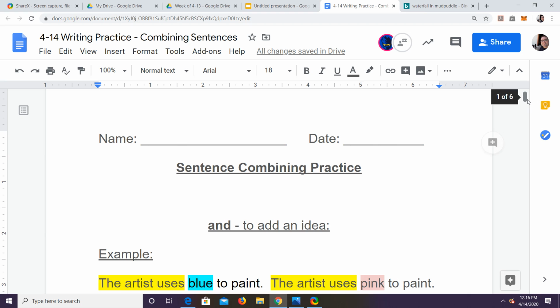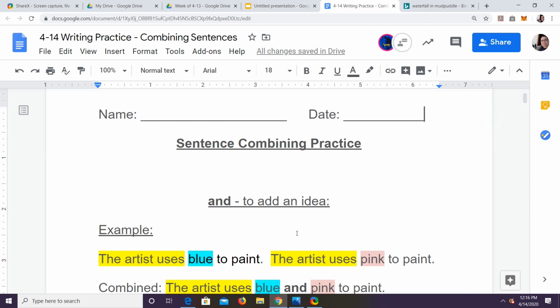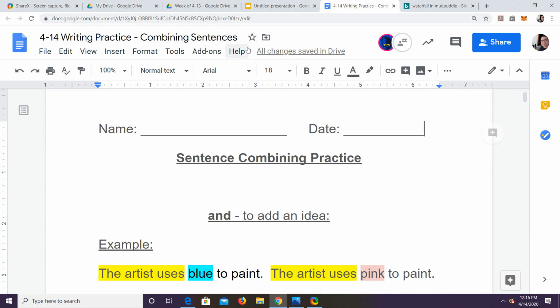So for example, I have all this yellow here. The artist uses. Why should I say that twice when I can put it together? The example here says the artist uses blue to paint, and the artist uses pink to paint. Huh. Well, again, all this stuff in yellow, I can combine those. I can say it once. Why should I say it twice?